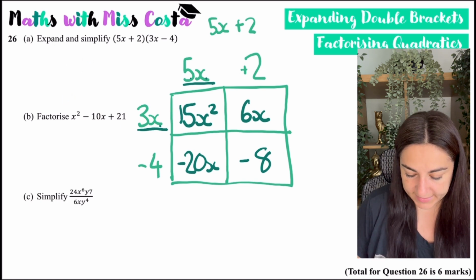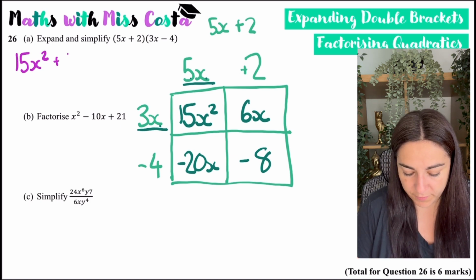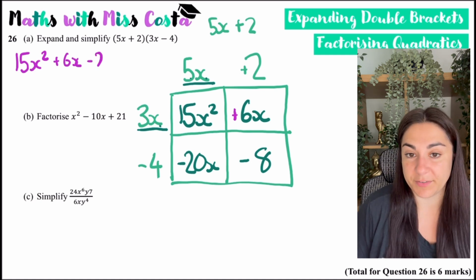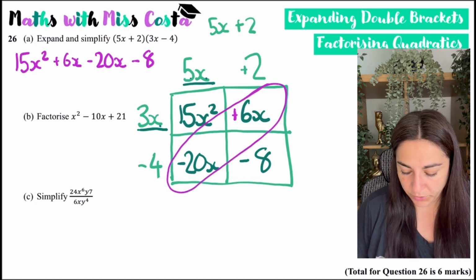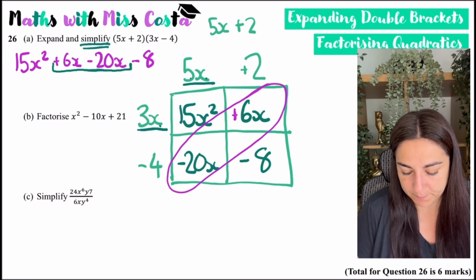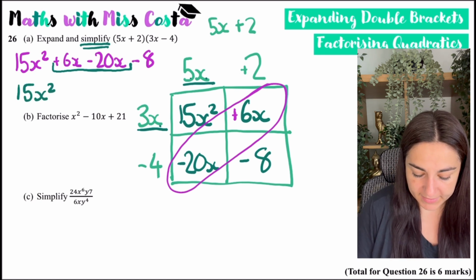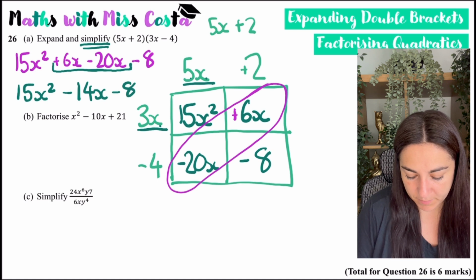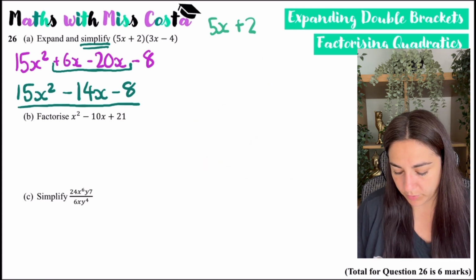So that's the first step, and then we write out everything that's in our grid. So we've got 15x squared plus 6x, and you just assume that it's a positive if there's no negative sign in front of it, minus 20x, and then minus 8. And what you're going to notice is that these two middle terms are always going to be able to be simplified. That's why it says expand. Expand means multiply out and then simplify. So 6 take away 20 is going to be minus 14, and that is going to be your final answer. So that's how we expand double brackets.